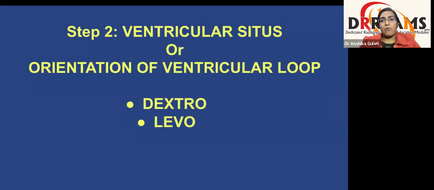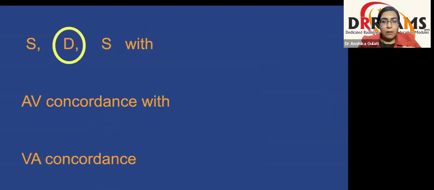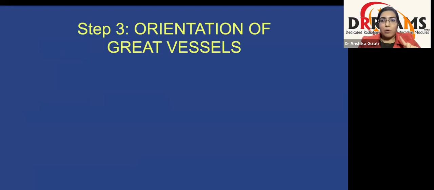So for step number 2, we have two options, dextro and levo. But again, in very complex cases, it is not always possible to identify the morphology of the ventricles. For that, we use the loop rule. This makes the job very easy. The loop rule states that if the aortic valve is on the right side, you can assume that the right ventricle is on the right side. And we'll just see how. So for the second step, we are done. The ventricular situs, two options, D or L for dextro or levo. We'll come to the loop rule.